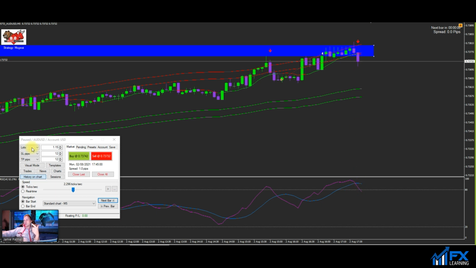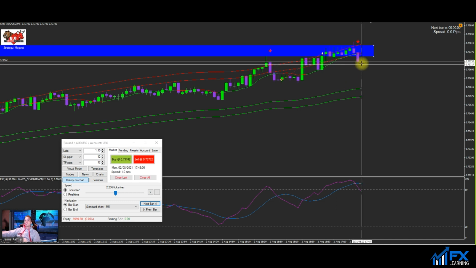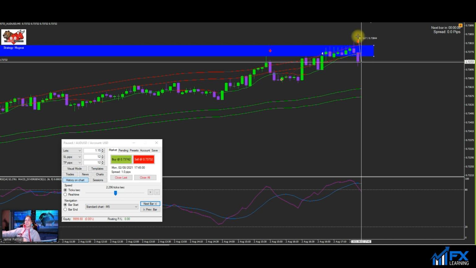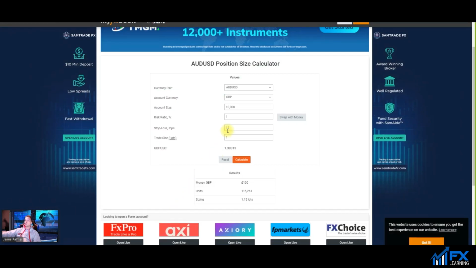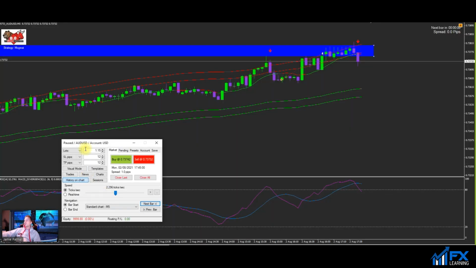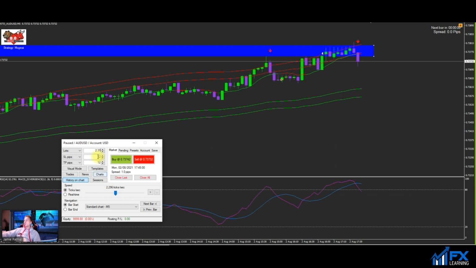Now, this is what I'm going to do. I'm going to compound this account. I'm going to increase my lot size, seeing how we break even. Watch this. Let's go with a 12 pip stop loss on this one. I'm going to risk 2% of my account now. And now my lot size is 2.31. That was right, wasn't it? Yeah, 2.31, 12 pip stop loss.